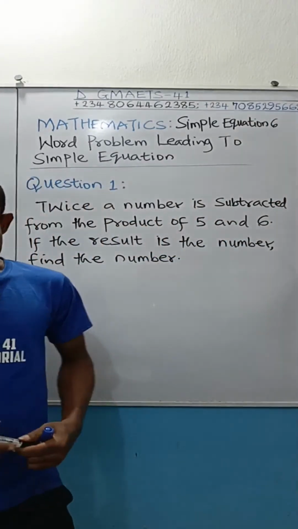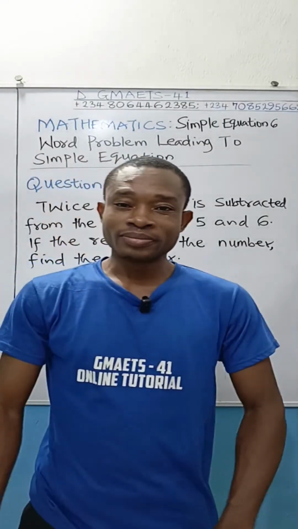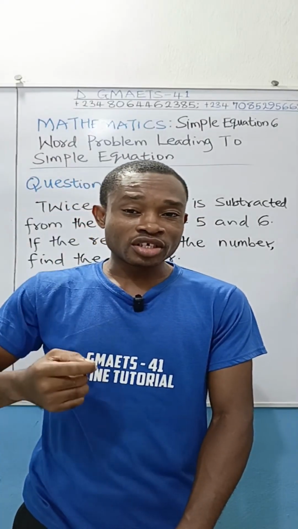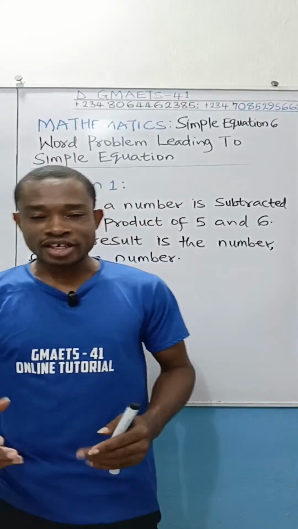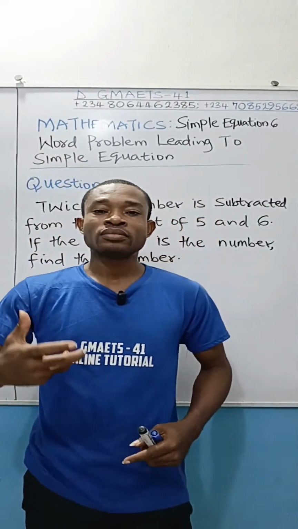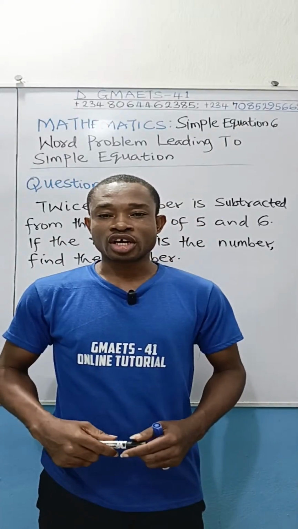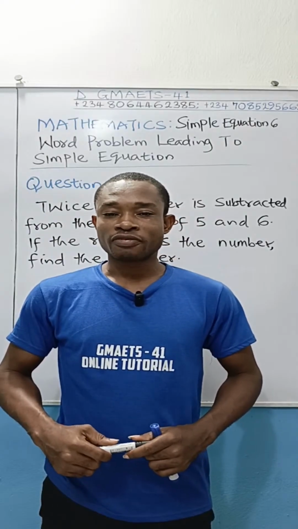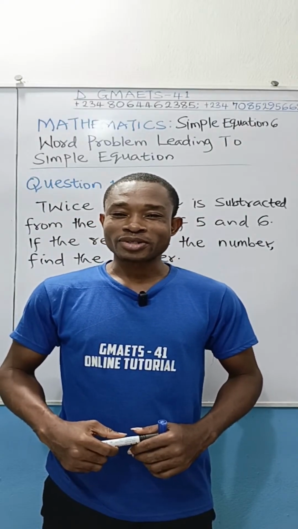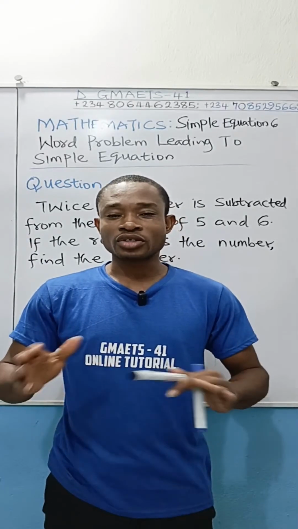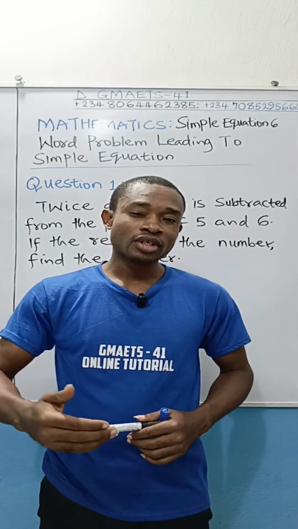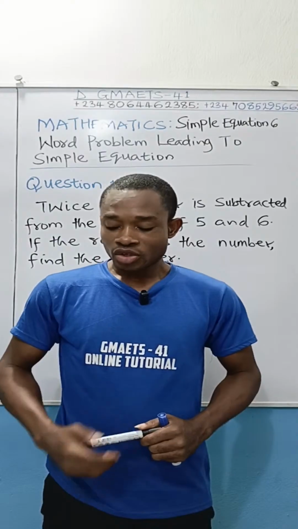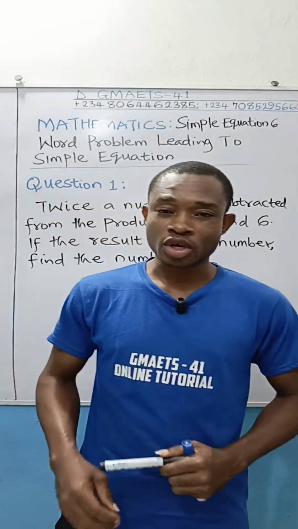In our previous class I already taught you combined operation in simple equation, when a question is given to you and you're expected to apply the knowledge of collecting like terms, the knowledge of dividing both sides by the coefficient of the unknown, and of course, the knowledge of cross multiplication. I gave you enough time to study that so you can learn them properly. So we'll be looking at word problem leading to simple equation.